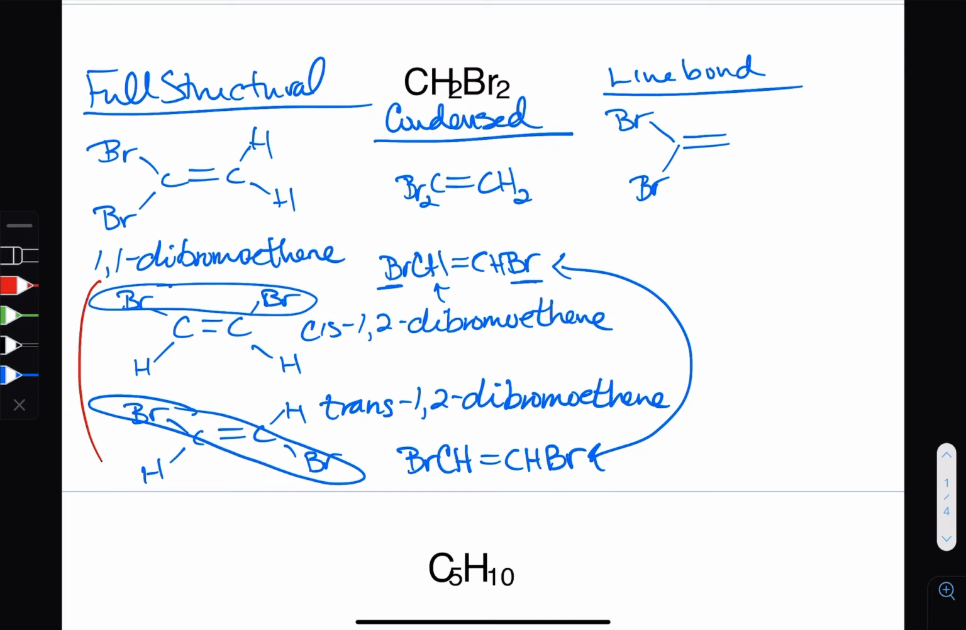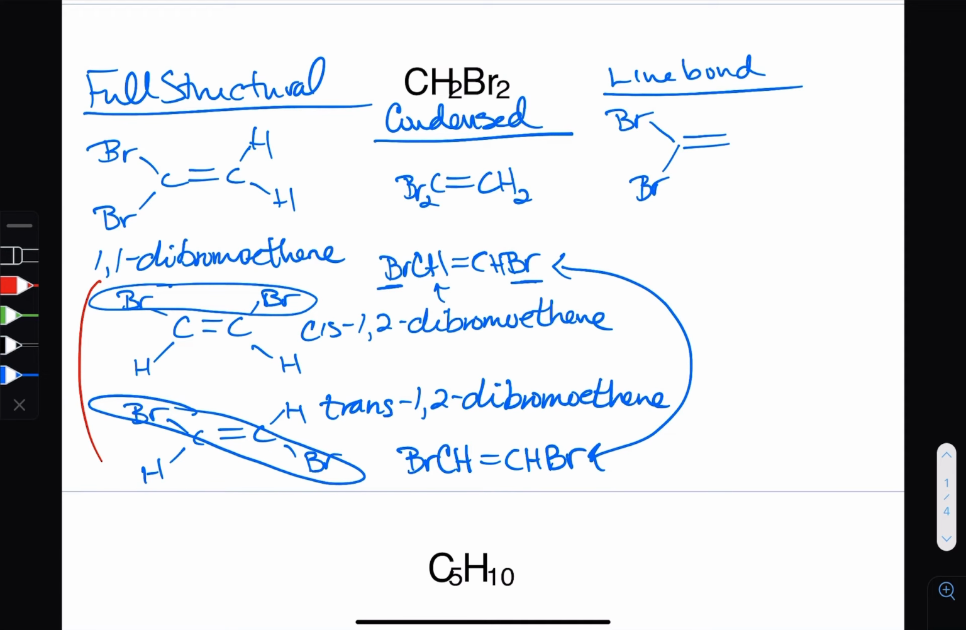Now, for these two right here, those are stereoisomers. So they have the same molecular formula, C2H2Br2. They have the same connection of atoms. So you have a bromine that's bonded to a carbon, which is bonded to a hydrogen, and also double bonded to another carbon. And that second carbon is bonded to a bromine and it's bonded to a hydrogen. So they're both the same, but they're different spatially.